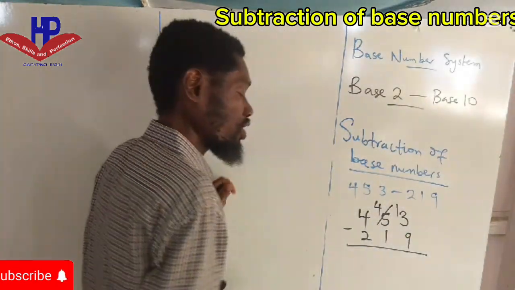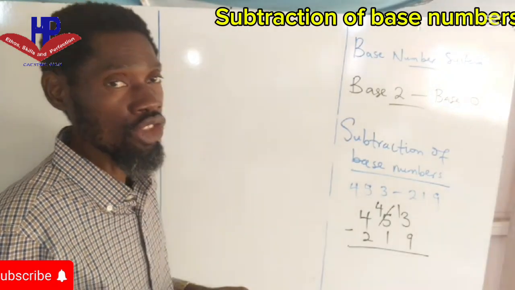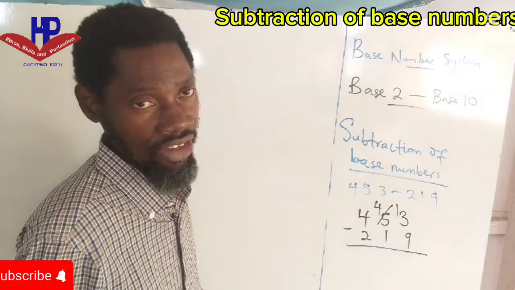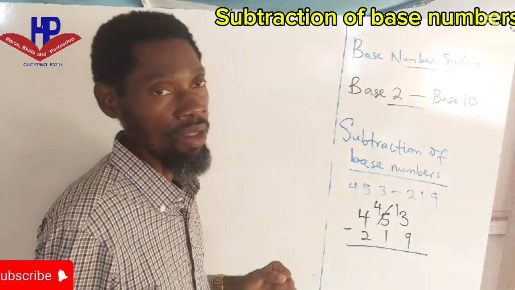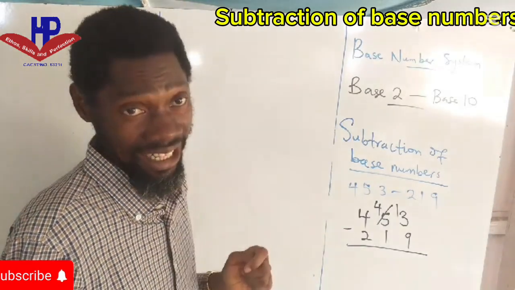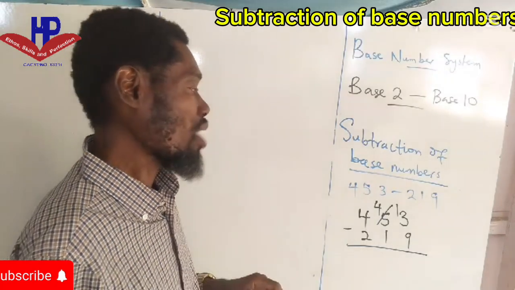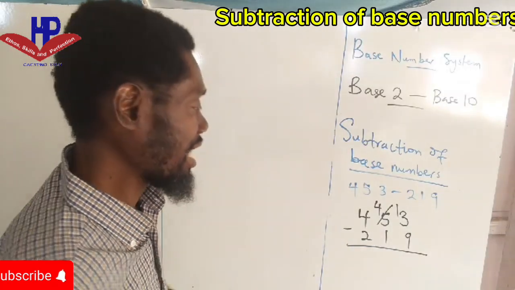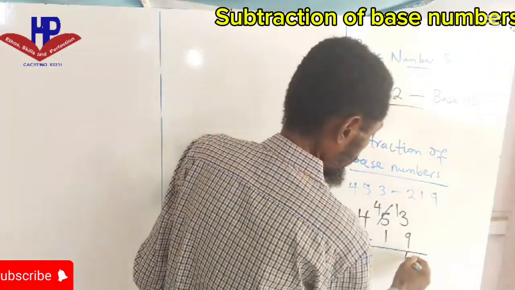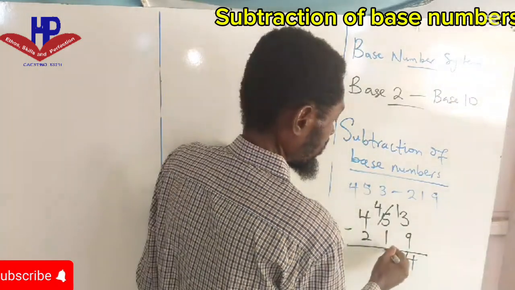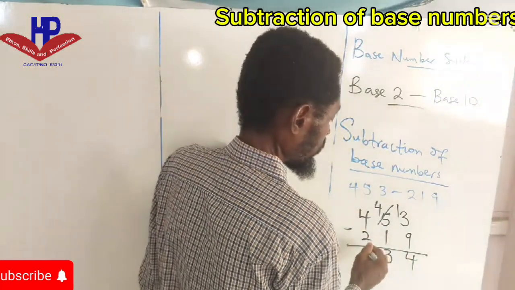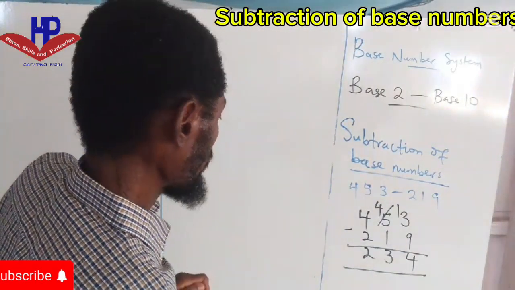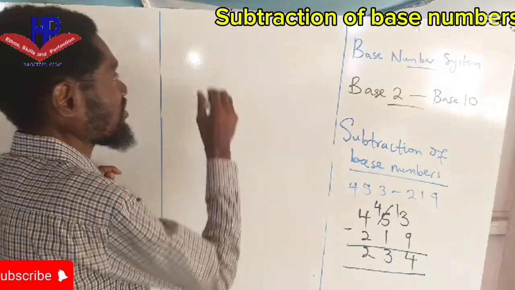That one you borrowed is not actually 1 as a unit number. That one you borrowed is according to the base you're dealing with, and this is a base 10 number. So that one you borrowed is actually 10, not 1. That is why when you add it up to 3, it becomes 13. So we have 13 take away 9. That will give us 4. 4 take away 1 is 3, and 4 take away 2 is 2. So our answer is 234.